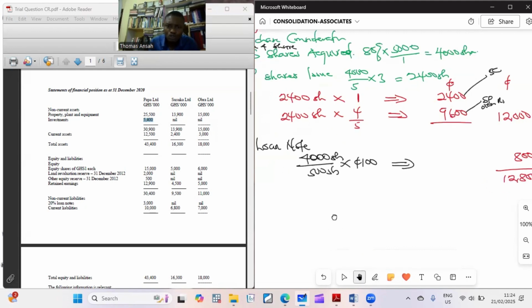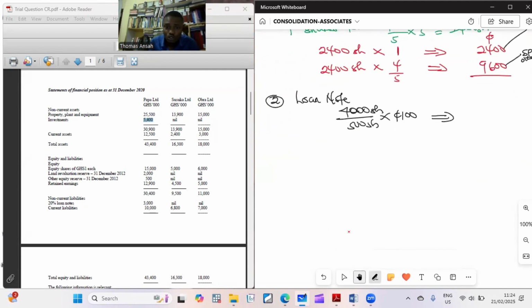So the total purchase consideration will be how much? 12,800. What do you do when you are calculating goodwill? You add NCI at acquisition, right? I hope you've not forgotten those things. NCI at acquisition.